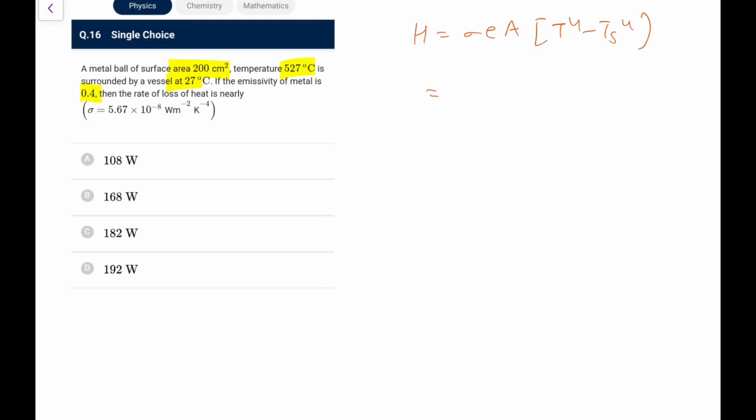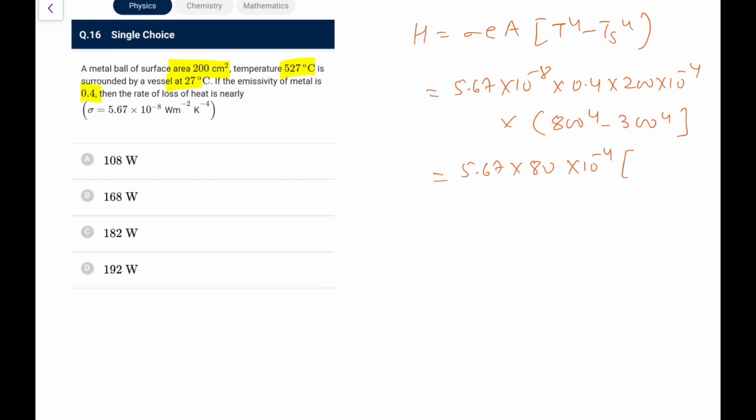So sigma is given as 5.67, not a good data, but write it. E is 0.4, area is 200 into 10 to the power minus 4 in SI units, and T to the power 4, 527 plus 273 is 800 to the power 4 minus 300 to the power 4. Now it's up to you to do all the calculations. Let's say I take 10 to the power 8 common, that will go out. So 5.67, 0.4 into 200 is 80 into 10 to the power minus 4, 8 to the power 4, that is 64 square, 3 to the power 4 is 81.